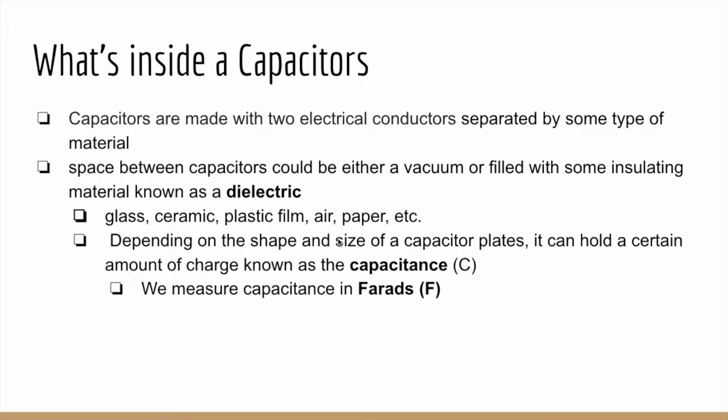What's inside a capacitor? A capacitor is made of two electric conductors separated by some type of material. The space between them could be either a vacuum or filled with some insulating material known as a dielectric. Some examples can be glass, ceramic, plastic film, air, paper, and so on.